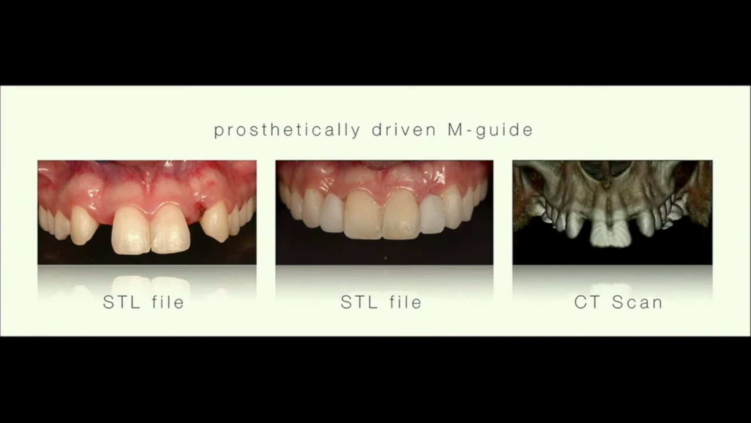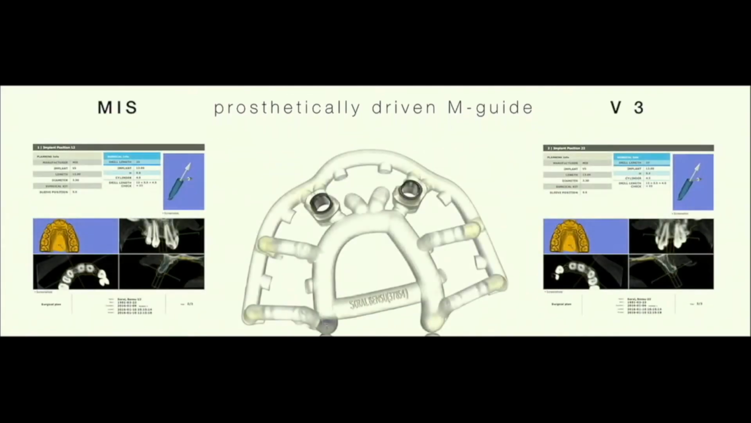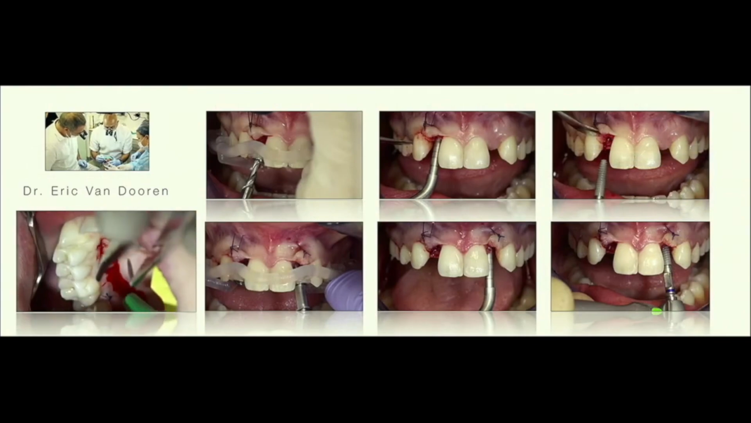So if you want to have a guide, and I can tell you that 99% of the cases we do with guides, here we can see that you need 3 portions to send: the STL file of the original teeth, the STL file of your wax-up or mock-up, and the CT scan. Only with that, you can precisely position the implant aesthetically and functionally, and this is how the operation goes.